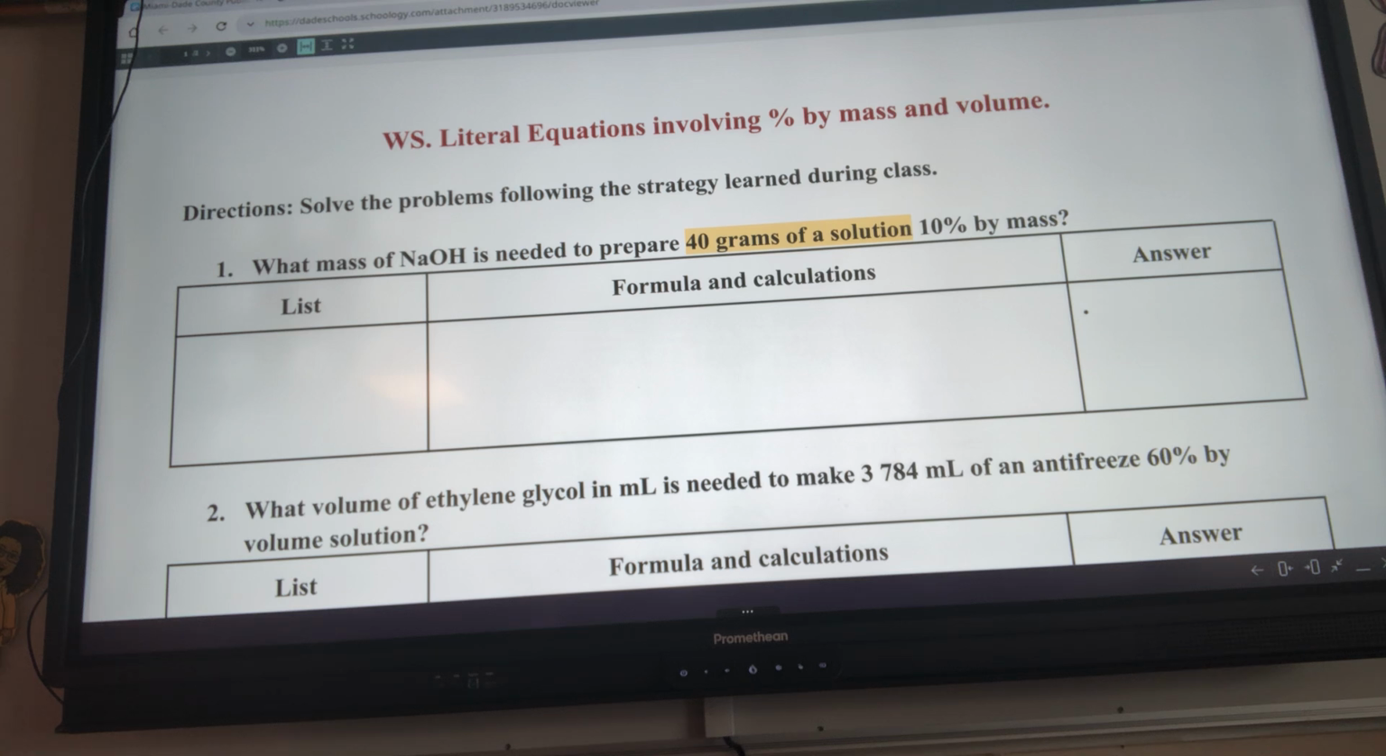So now, last class when you were calculating percent by mass and percent by volume, you were given the mass of the solute and the mass of the solvent.